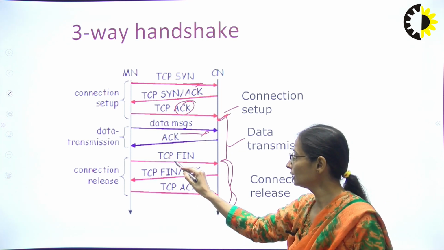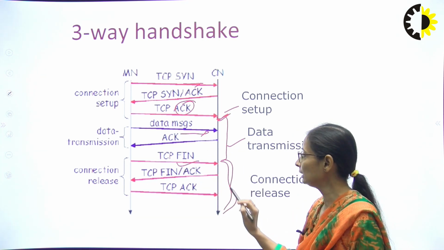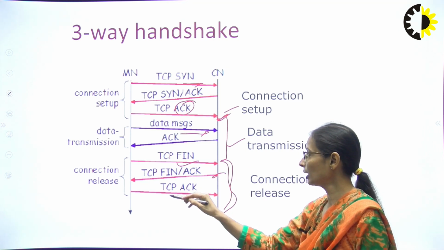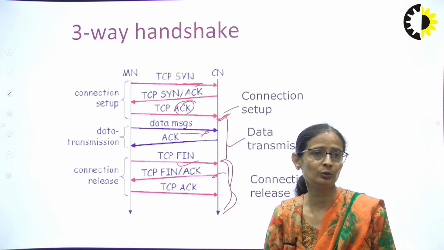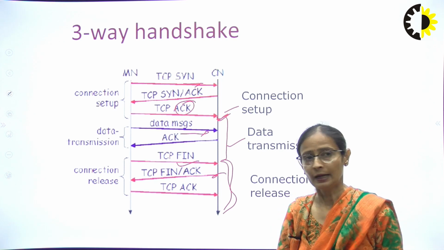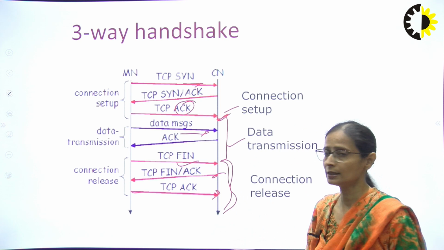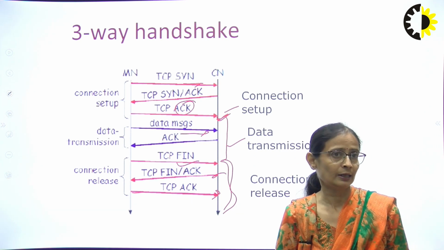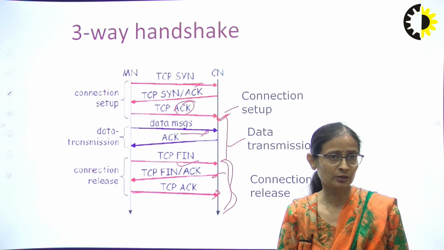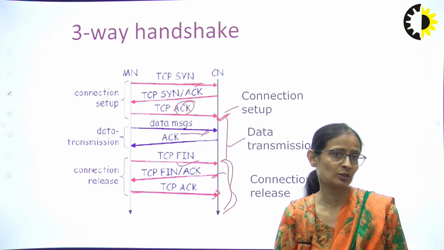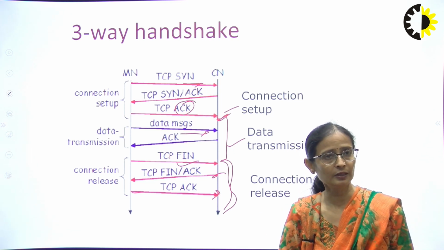That is, it will send the TCP FIN packet to the CN, it will send an ACK packet, that is okay, now it is also ready to go for the connection release, and once it has received the ACK, it will send the TCP ACK to the CN. Now the CN is aware that the MN will not send any further packets to the CN and the connection has been released between the 2.